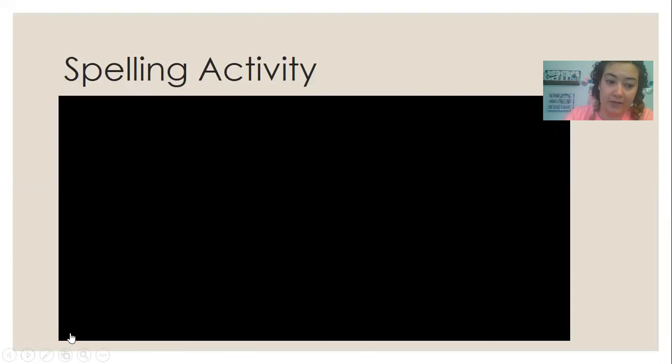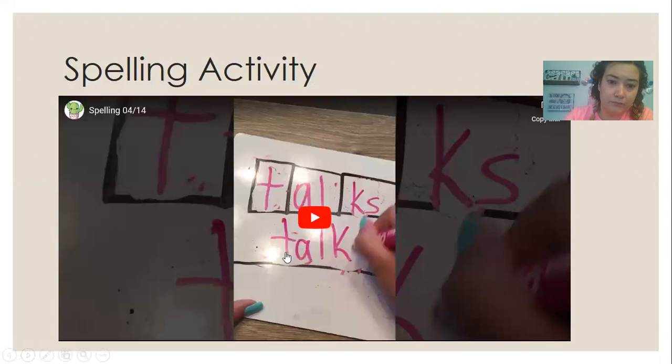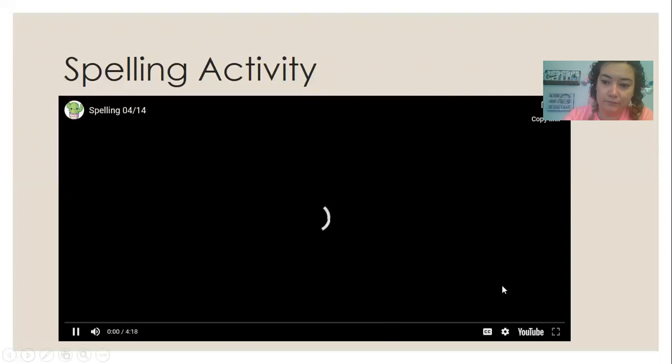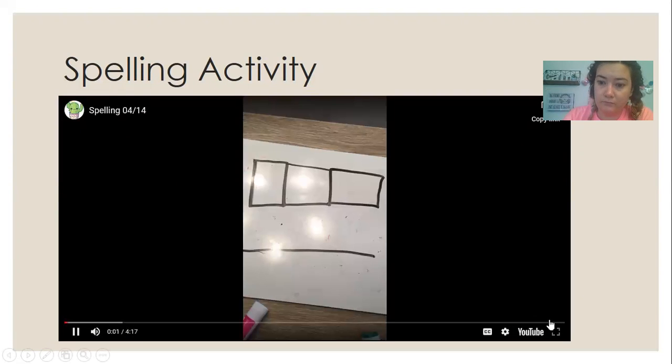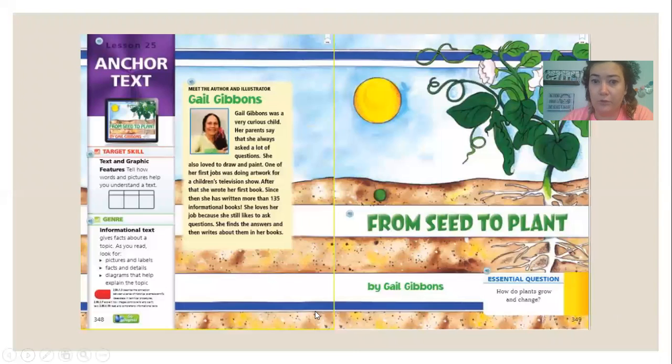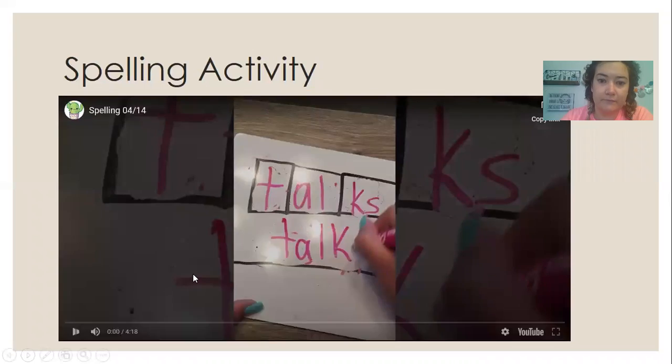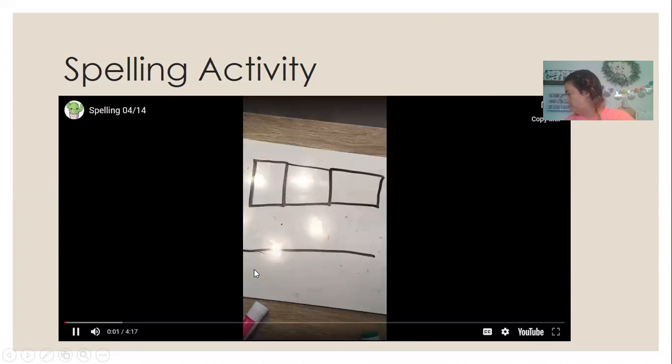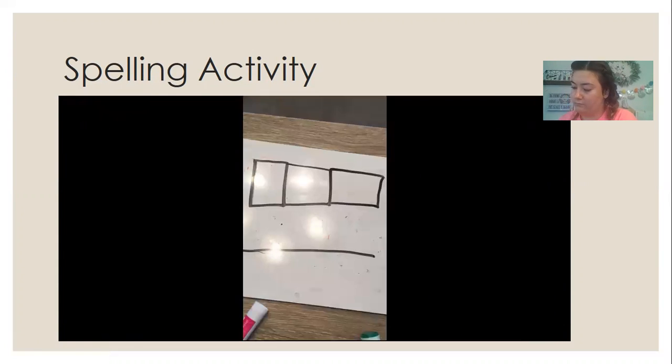Here's your spelling activity. All right, here is the spelling activity for today. These words have A-L and A-L-L, sometimes in the beginning, sometimes in the middle. So let's start with the first one.